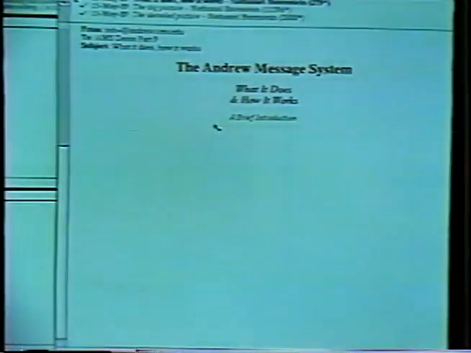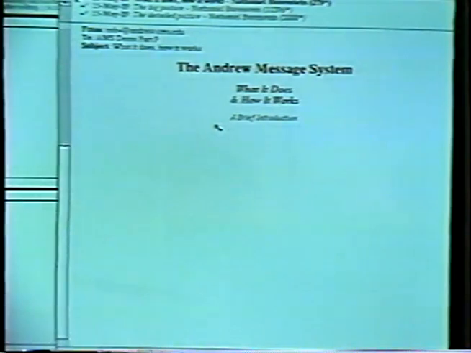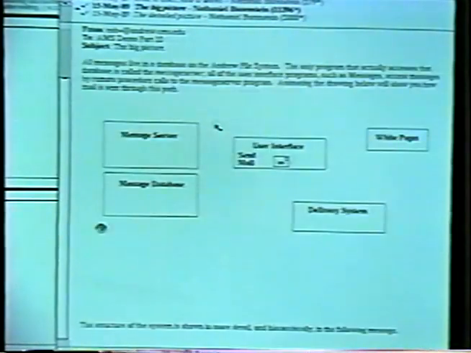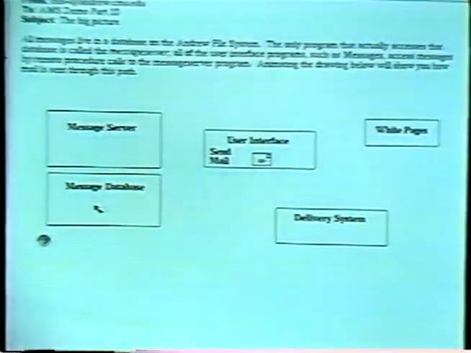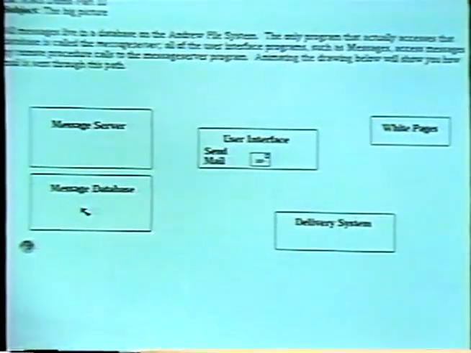The Andrew message system is a complex set of software components that work together to provide a state-of-the-art mail and bulletin board system. The system as a whole is structured in a few high-level components. Messages are actually stored in a message database, which is not directly read by user interface programs. Instead, all access to the database is controlled by a message server process. User interface programs that wish to interact with the database do so indirectly through the message server process.